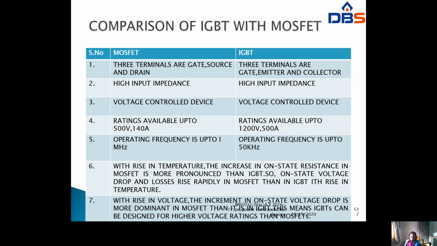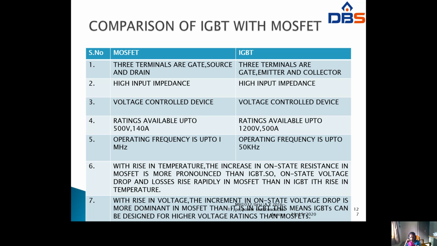With rise in temperature, the increase in on-state resistance of MOSFET is more pronounced than in IGBT. So the on-state voltage drop and losses rise more rapidly in MOSFET than in IGBT. With the rise in voltage, the increment in on-state voltage drop is more dominant in MOSFET than in IGBT. So this means IGBT can be designed for a higher voltage rating than the MOSFET. Okay, so actually IGBT is obtained by combining the best qualities of BJT and MOSFET.